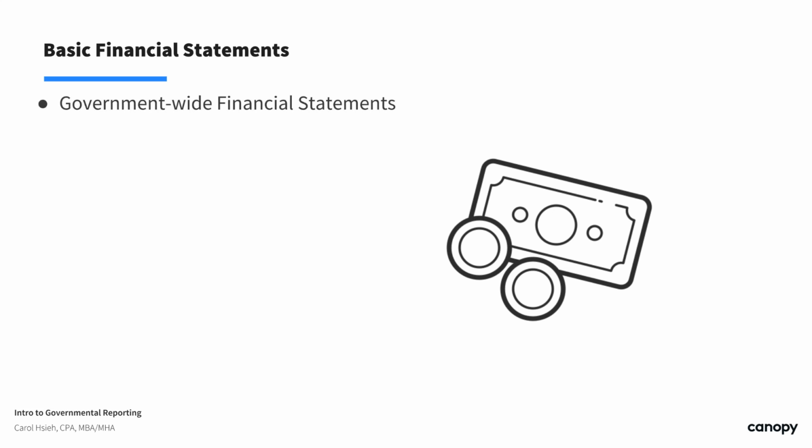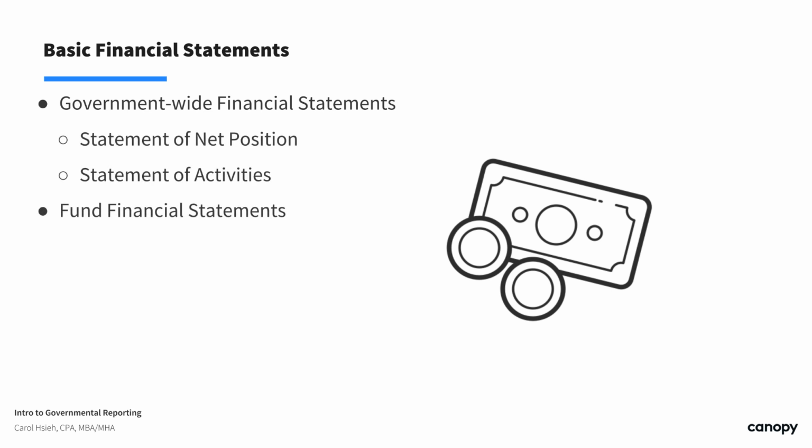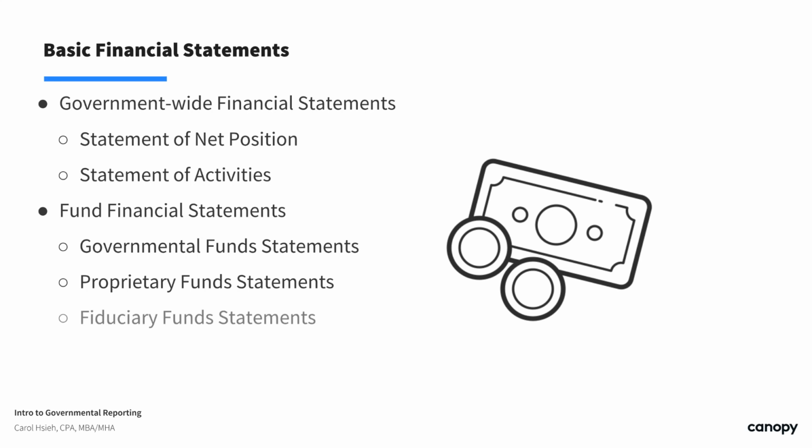So as we talked about earlier, the basic financial statements consist of 3 components: government-wide financial statements, fund financial statements, and notes to the financial statements. So the government-wide financial statements have 2 financial statements. They are the statement of net position and the statement of activities.